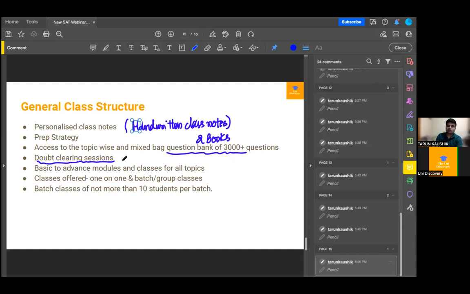For a batch or group class, we generally keep 6 to 8 students, but we never exceed the batch strength by more than 10 students. If you have any doubt related to the prep strategies, the content, how many students will be in a batch, or how to decide whether you need group classes or individual classes, all those queries can be answered whenever you are free to talk to us.